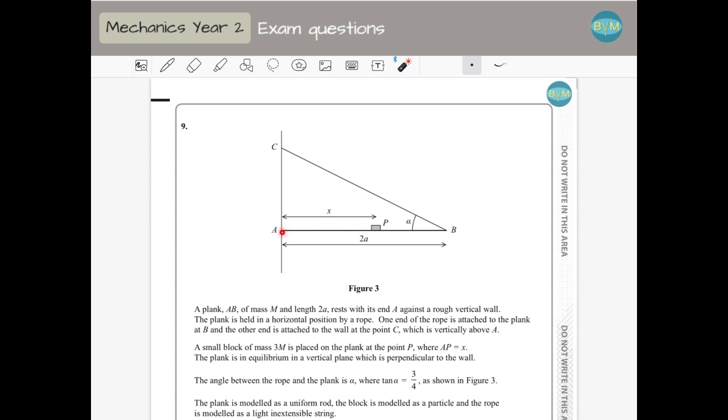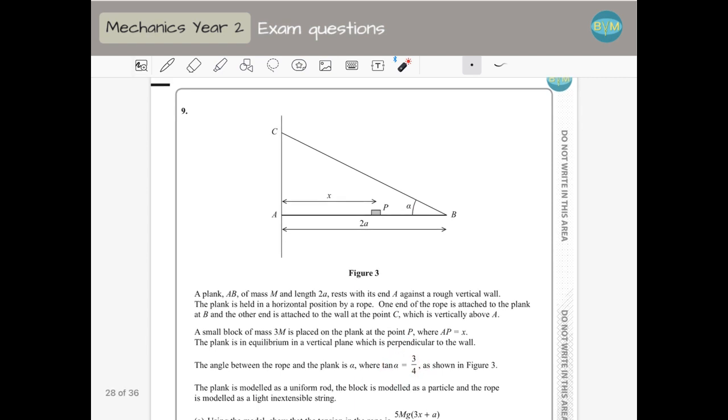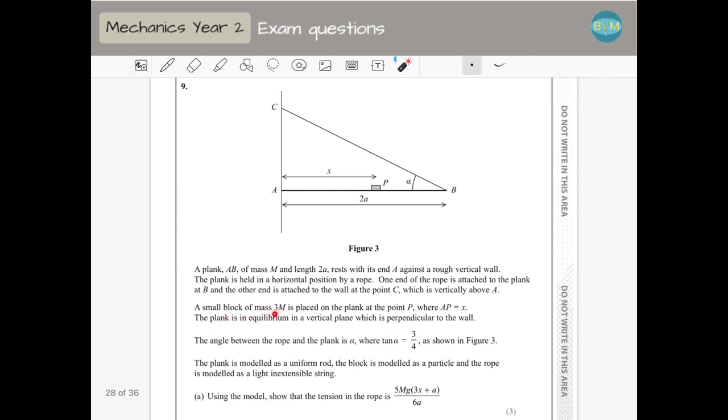So we have a rough wall, and the plank is held in horizontal position by a rope. So we have a rope here, but this is the plank. One end of the rope is attached to the plank at B, and we know this angle here. So we know that tan of that angle is 3/4. Then you have a block of mass 3m here, and the distance to the wall is x.